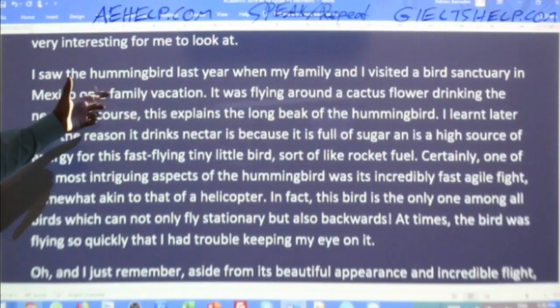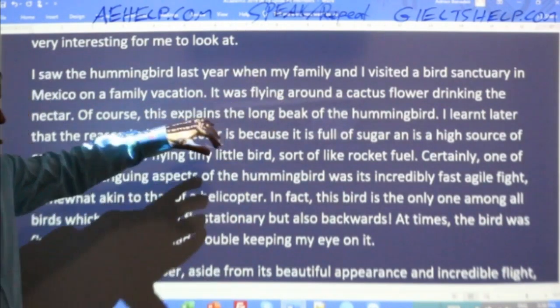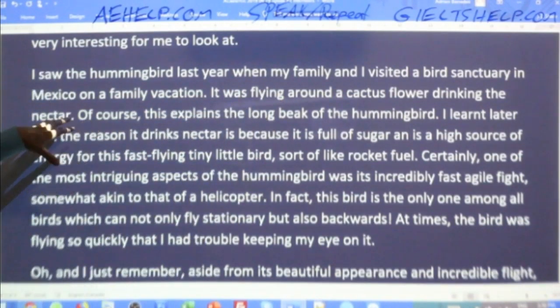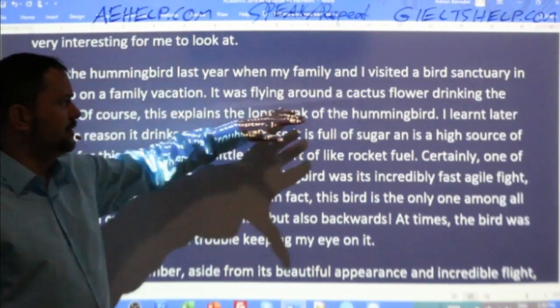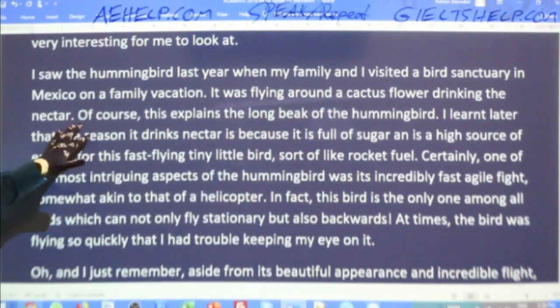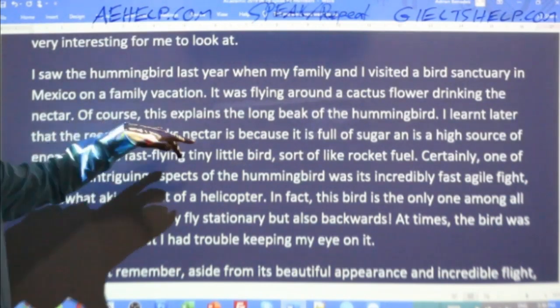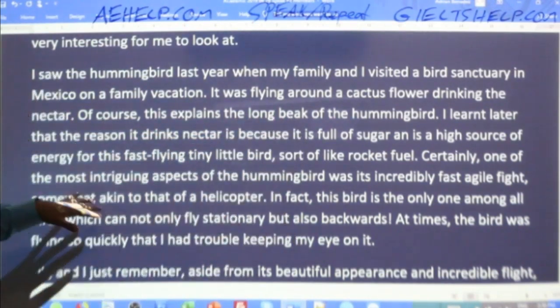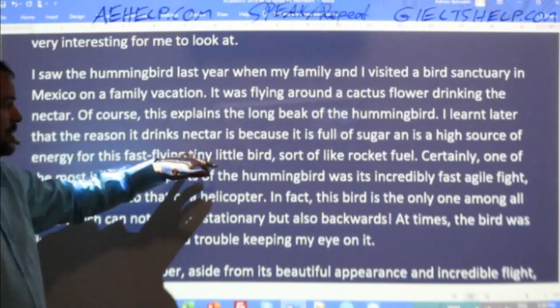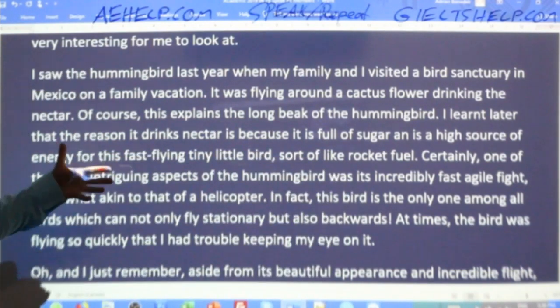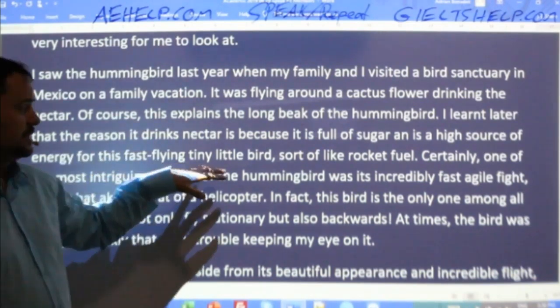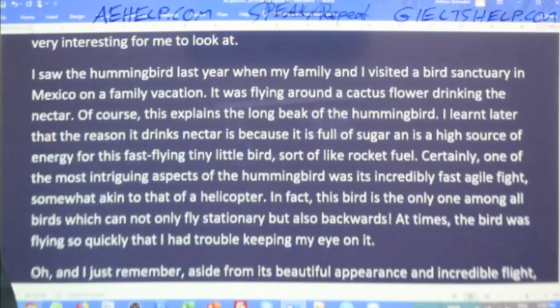I saw the hummingbird last year when I was with my family, and I visited a bird sanctuary in Mexico on a vacation. It was flying around a cactus flower, drinking the nectar. Of course, this explains the long beak of the hummingbird. I learned later that the reason it drinks nectar is because it's full of sugar, and it's a high source of energy for this fast-flying tiny bird, sort of like rocket fuel.